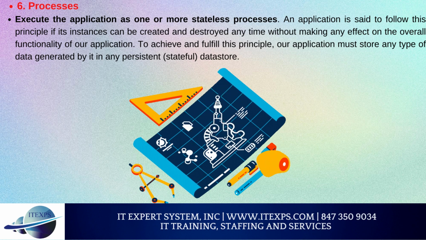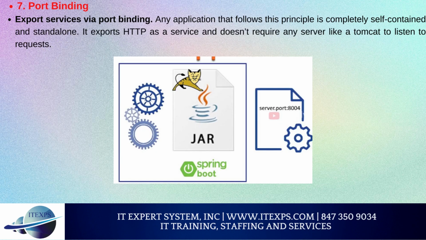7. Port binding. Export services via port binding. Any application that follows this principle is completely self-contained and standalone. It exports HTTP as a service and does not require any server like Tomcat to listen to requests. It binds itself to some particular port and listens to all the requests hitting that port. You must also have observed it while designing an application or a microservice which runs on a particular port and you hit requests on that port using Postman to get a response. The information about which port our service will be listening to is also stored in the configuration file itself.